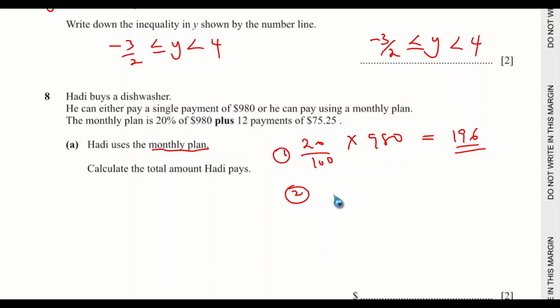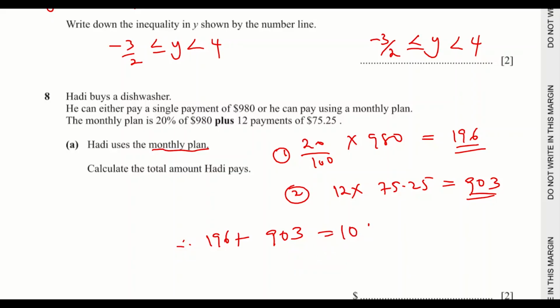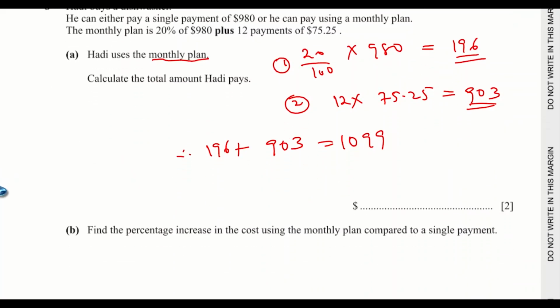The second part, you need to get the 12 payments of $75.25. So that would be 12 multiplied by 75.25. This will give you 903. The monthly plan will now be the addition of these two. So therefore the monthly plan will be 196 plus $903, which equals $1099. So let's come here and write $1099.